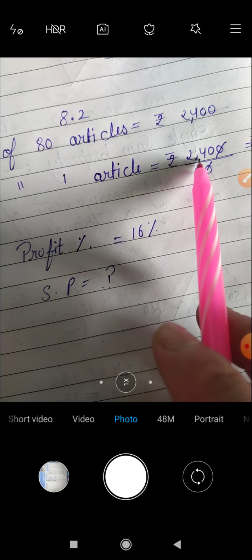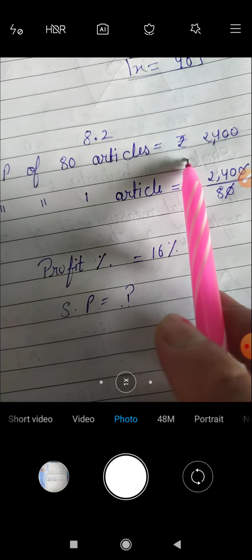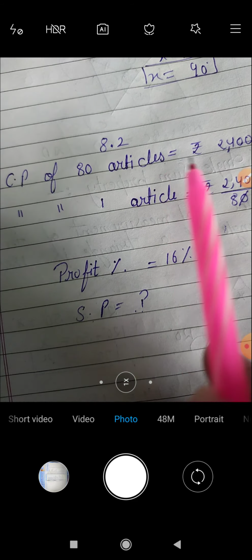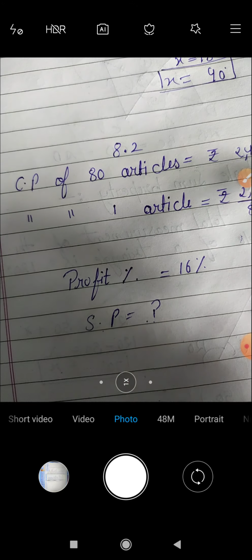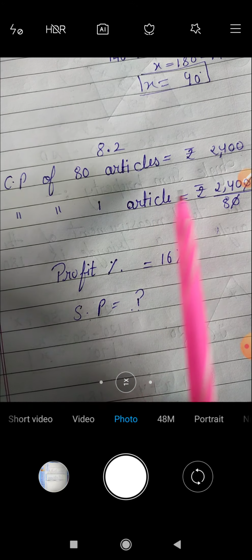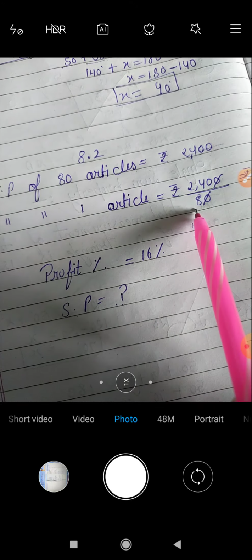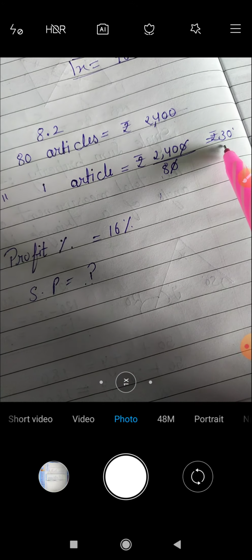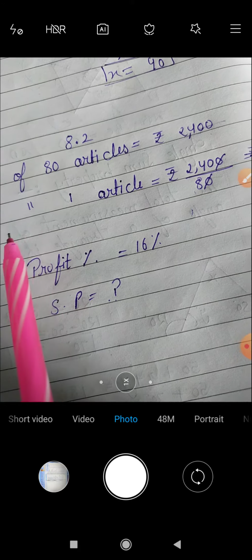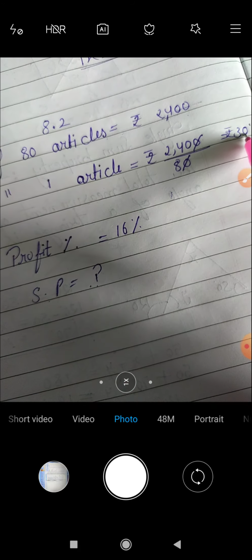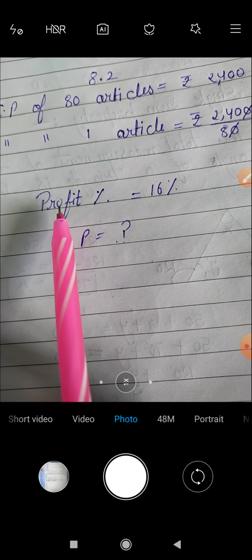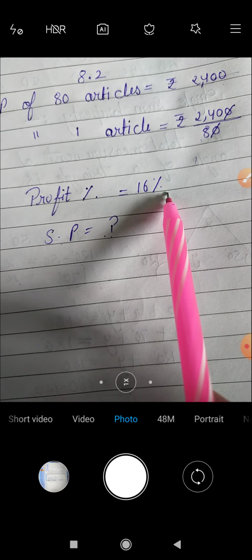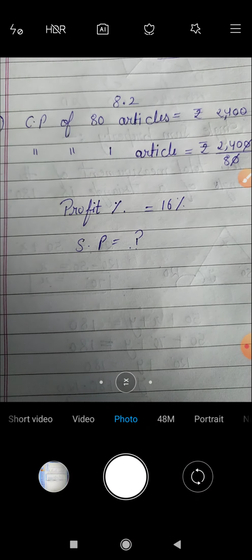For this we divide 2400 by 80. We apply the unitary method here. In the unitary method we find out the value of only one article, only one object. So for this we divide 2400 by 80, and here I have the cost price of one article as rupees 30. Now it is given in the question that the profit percent is 16%, and we have to find out the CP here.